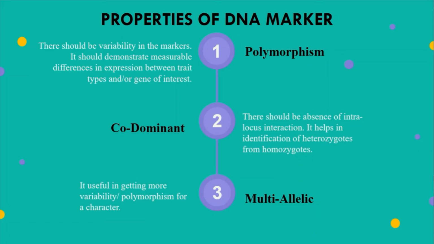Second, the marker should have simple inheritance. What does this mean? It means there should be absence of intra-locus interaction. It can help in identification of heterozygotes from homozygotes. Next, there should be multi-allelism. It is useful in getting more variability or polymorphism for a character.